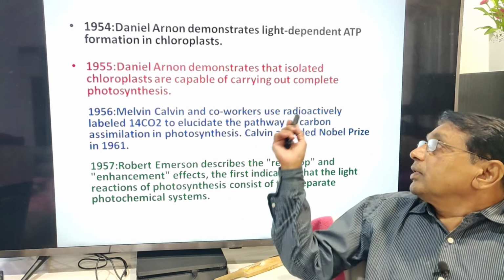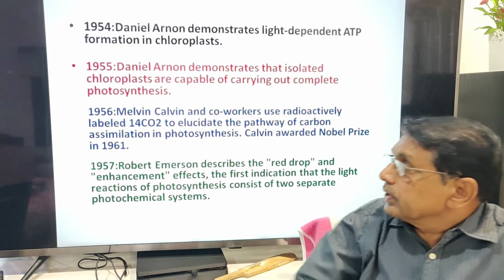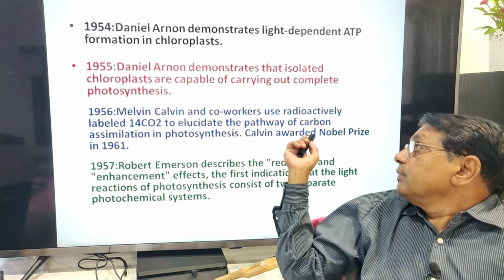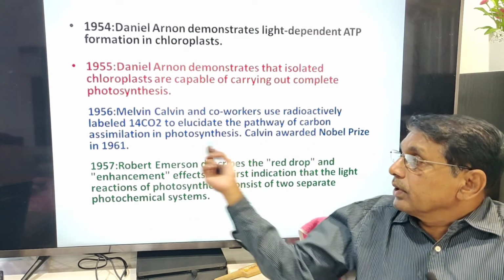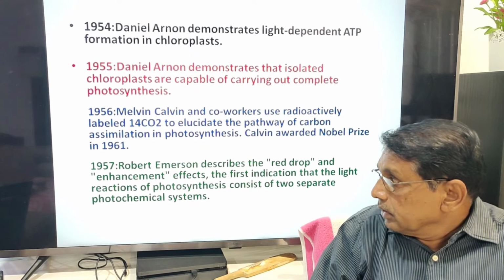Melvin Calvin and co-workers used radioactively labeled carbon dioxide, with C14 carbon, to elucidate the pathway of carbon assimilation. Calvin was awarded the Nobel Prize. Calvin cycle reactions, the C3 cycle.